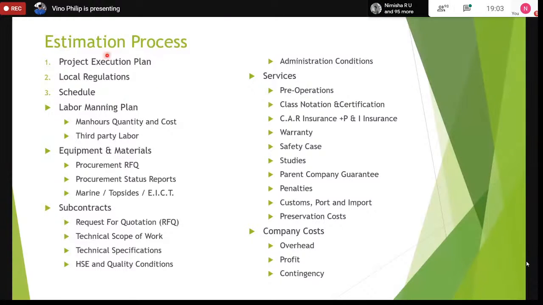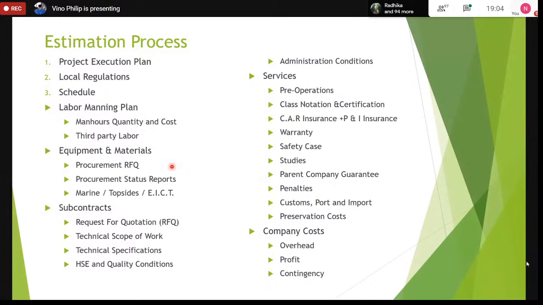So once we have these defined characteristics of the project, we create our schedule, and then we prepare these major working documents, estimation documents. So each section is managed by multiple cost engineers. So each cost engineer has the responsibility to manage the man-hours quantity based on the organization chart and the cost. The cost is defined as the rate with the expected escalation. Then we have the third-party labor, like I mentioned. Then we have equipment and materials, the procurement RFP process. We have to issue the request for quotations.